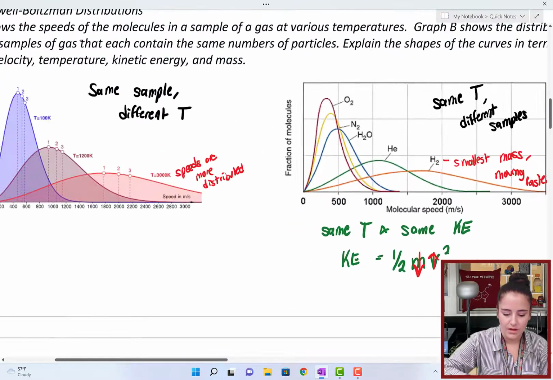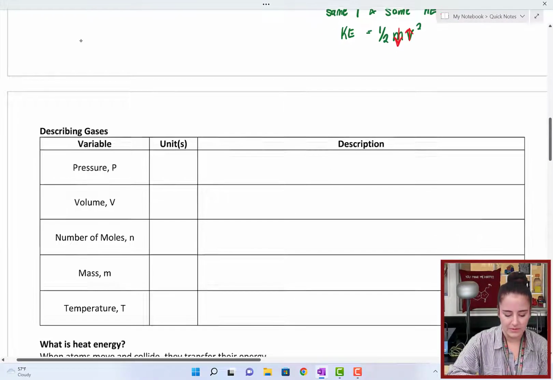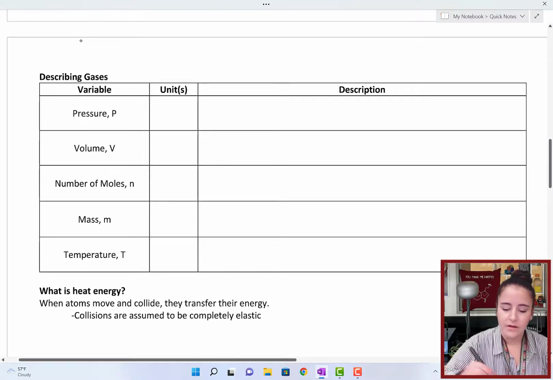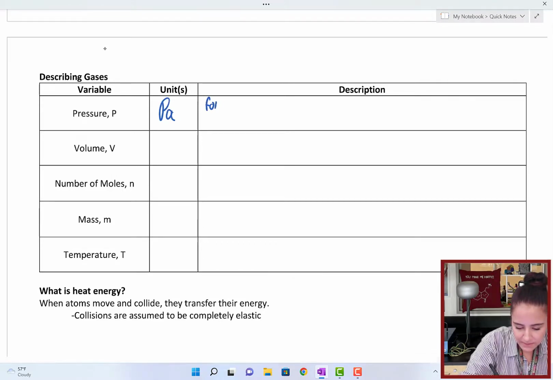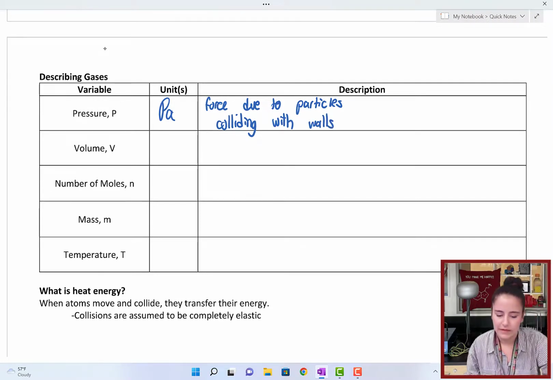Okay, cool. So let's go ahead and talk about the different variables that we use to describe gases. Now we will use pressure. We've already talked about pressure. That's what all last unit was about. We use units of pascals. And again, this is the force due to particles colliding with walls.